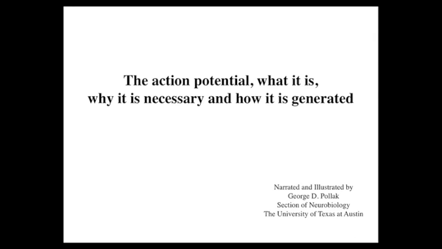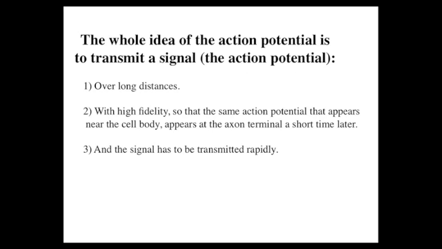So now we're going to consider the action potential, what it is, why it's necessary, and how it's generated. The whole idea of the action potential is to transmit a signal, that is the action potential itself, 1, over long distances, 2, with high fidelity so that the same action potential that appears near the cell body appears at the axon terminal a short time later, and 3, the signal has to be transmitted rapidly.